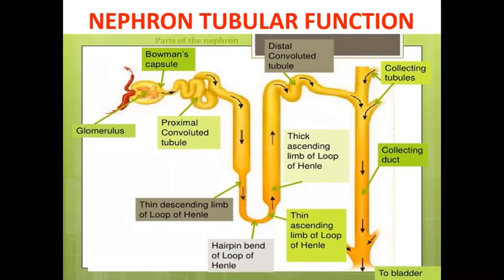And that ultrafiltrate is received by the Bowman space. Then from the Bowman space, it's connected to the proximal convoluted tubule. So you can see the proximal convoluted tubule. Then after the proximal convoluted tubule, we have the loop of Henle. The loop of Henle is the hairpin bend structure. So you can see it resembles the hairpin.